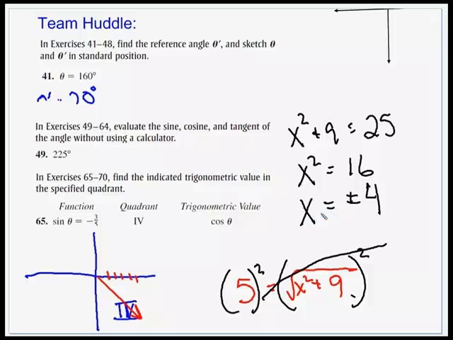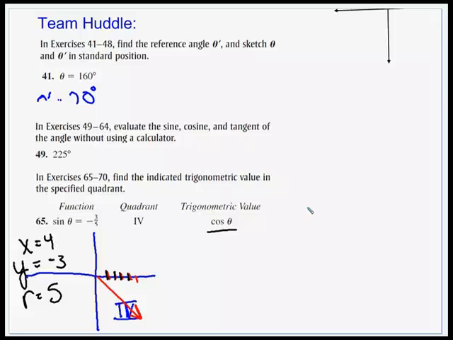Positive or negative 4. But which is it? Is our x value in quadrant 4 positive or negative? Well, again, in quadrant 4, we are underneath the positive x-axis. So that's going to be our positive 4. So we know that x is 4, y is negative 3, r is 5, from our initial setup and what we just found over here.